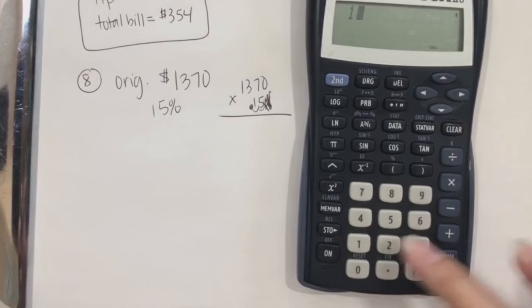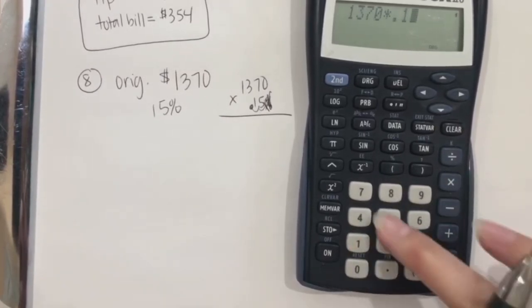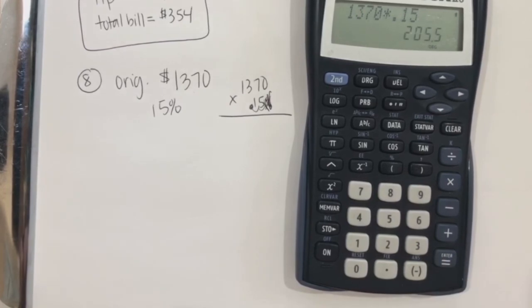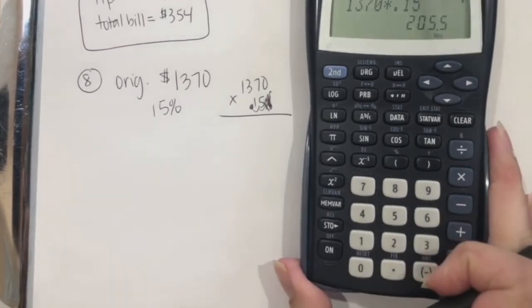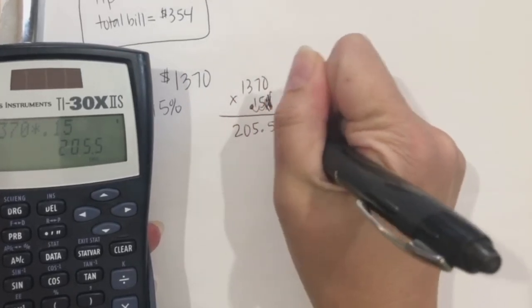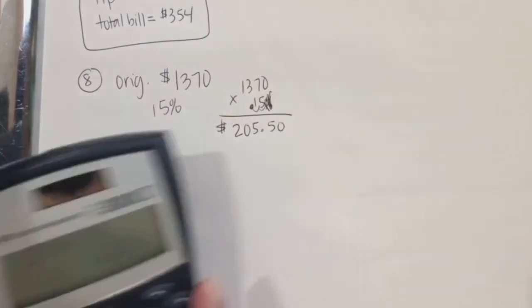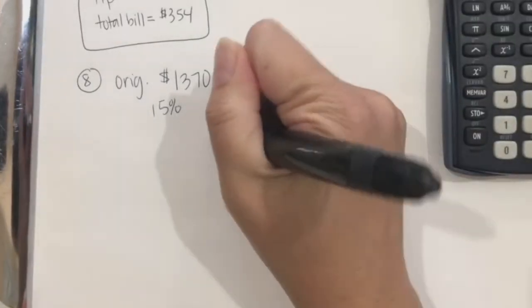So 1,370 times 0.15 equals 205.50. We're talking about dollars here, so we need 2 decimal places, and that is our answer.